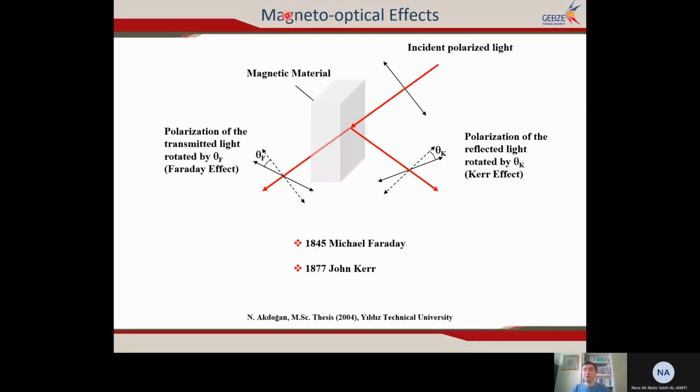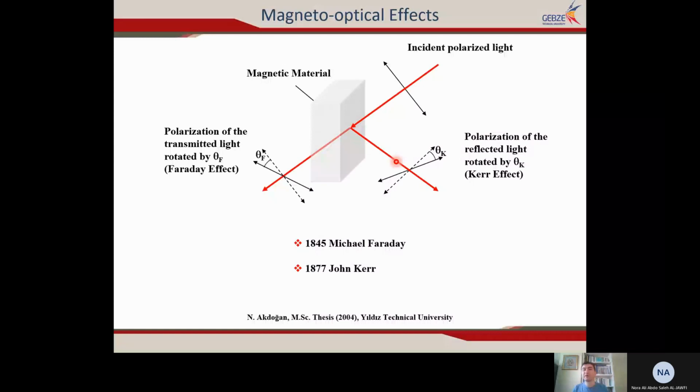Later on, in 1877, John Kerr discovered that light reflected from the surface of a magnetic material can also carry information about the magnetization of the material. So he did this experiment. He used incident polarized light. The incident light has a certain polarization, and it is reflected from the surface of the magnetic material.